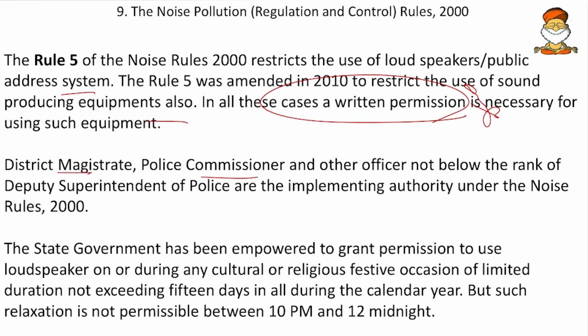Then the district magistrate, police commissioner and other officers, not below the rank of deputy commissioner of police, are the implementing authorities under the noise pollution rules. Obviously, they will be the implementing agencies at the ground level. Then the state government has been empowered to grant permission to use loudspeakers on cultural or religious festivities, and that too with some reasonable restrictions.